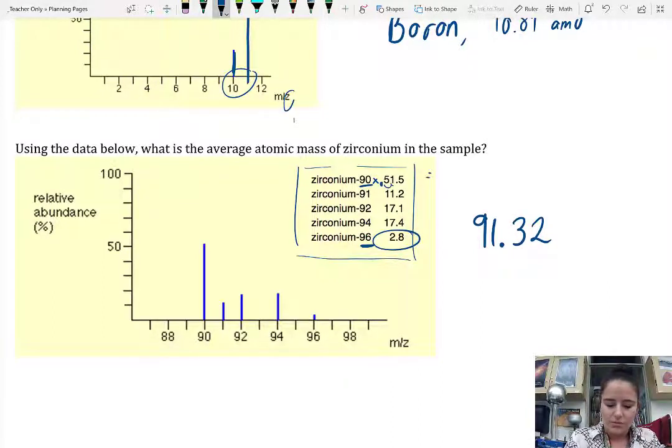Okay, which makes sense. If I look at this, most of it is that 90, so the peak is probably going to be somewhere in this area between 90 and 92.